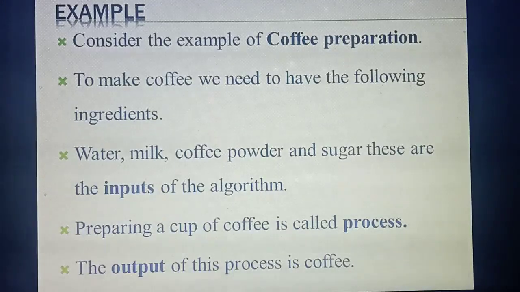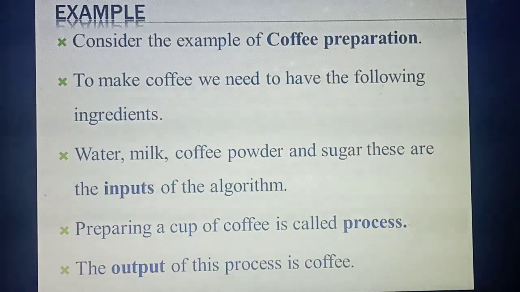No. So all these things you can consider as what? Inputs of an algorithm. Okay. So all the ingredients are ready. Then what will you do? You will start to prepare a coffee. The process of preparing the coffee is called what? Process. Okay. This example is given for your understanding.